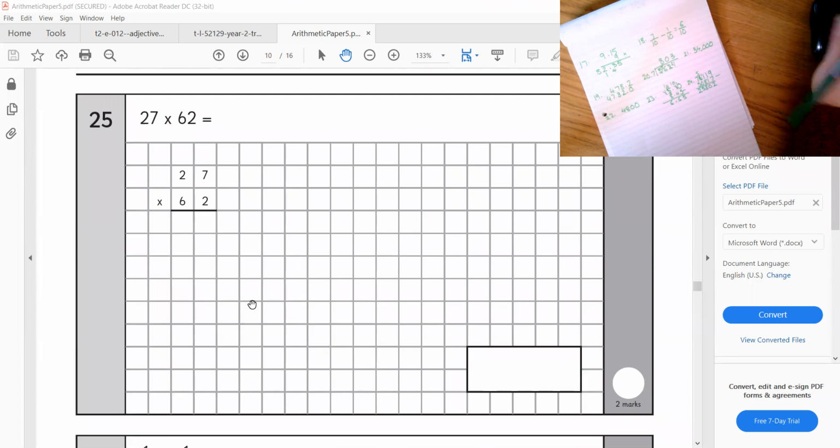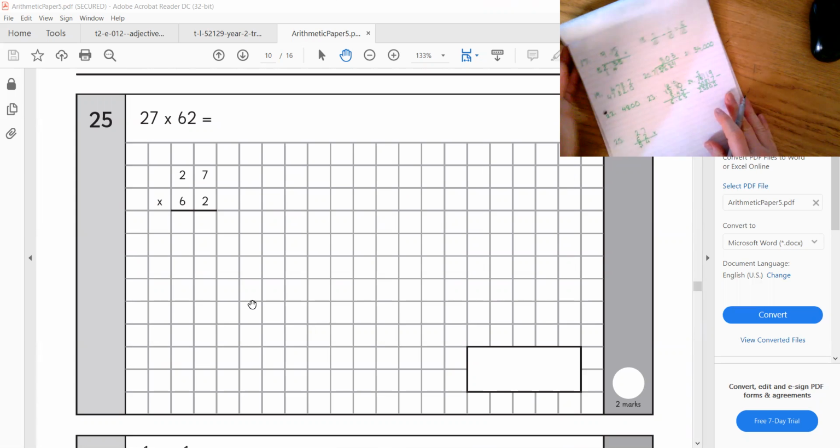Right, question number 25. This is where it starts getting a bit juicy. So we've got 27 times 62. So first thing I'm going to think of is 27 times 2. So 2 times 7 is 14. 2 times 2 is 4. Add the 1 is 5. So that's 54. Now I'm going to think about 27 times 60.